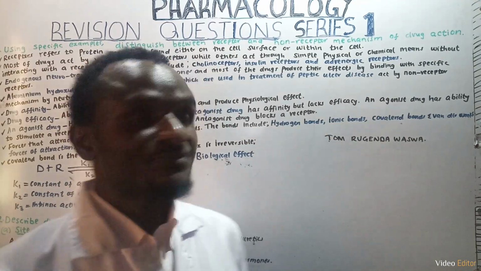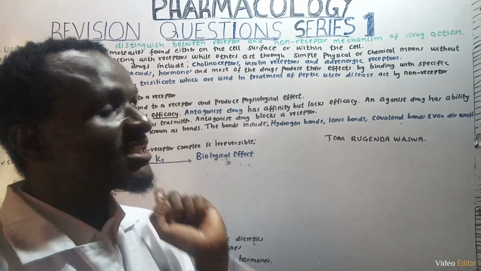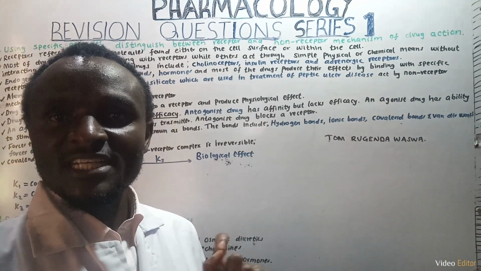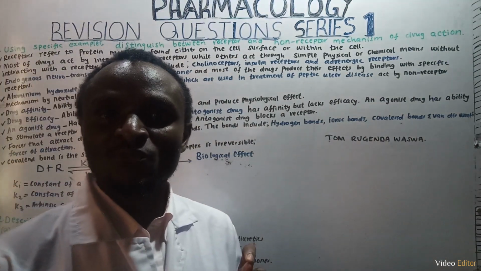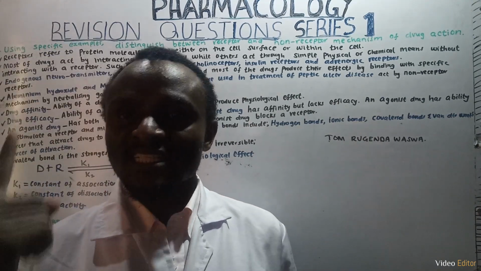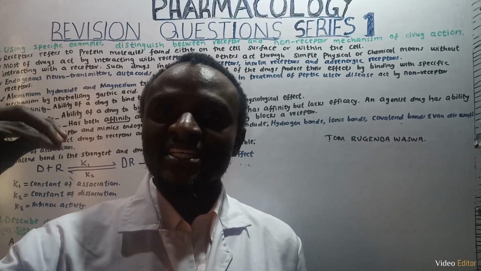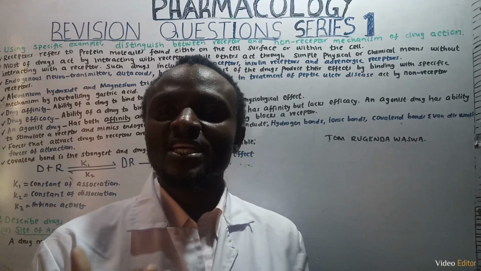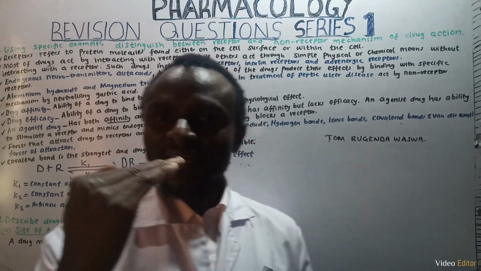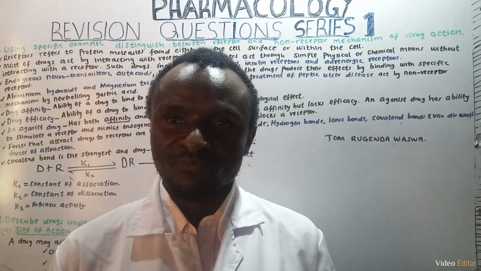So we begin. Using specific examples, distinguish between receptor and non-receptor mechanism of drug action. So that is the first question in the series. So using specific examples, distinguish between receptor and non-receptor mechanism of drug action.